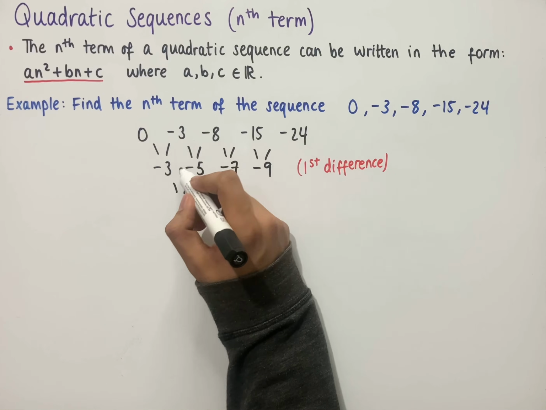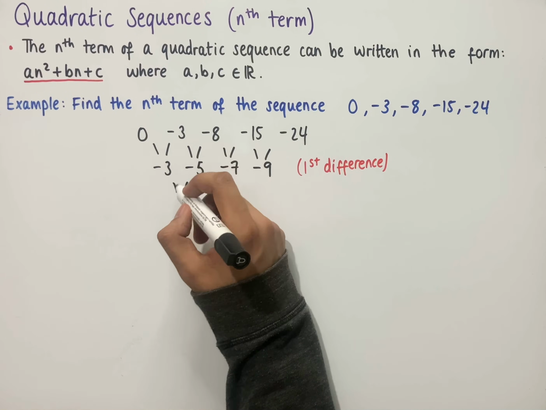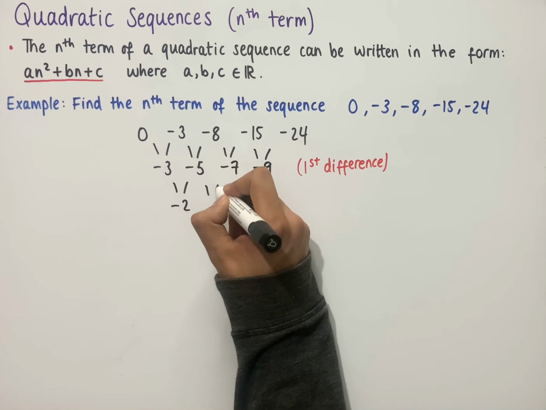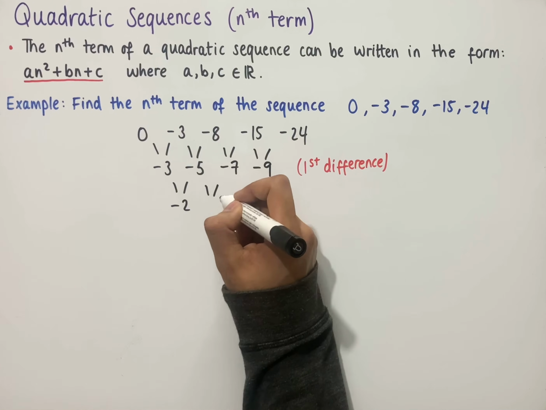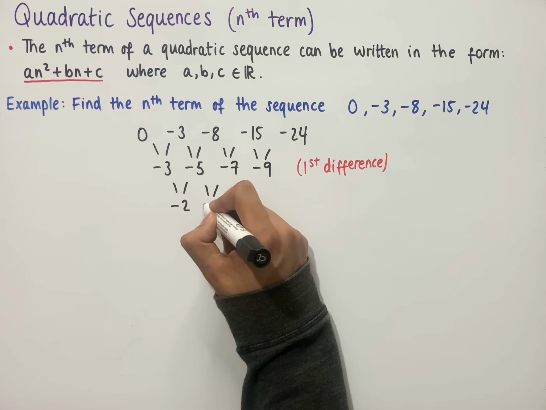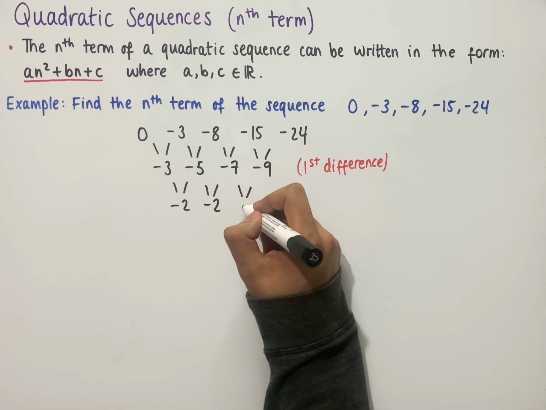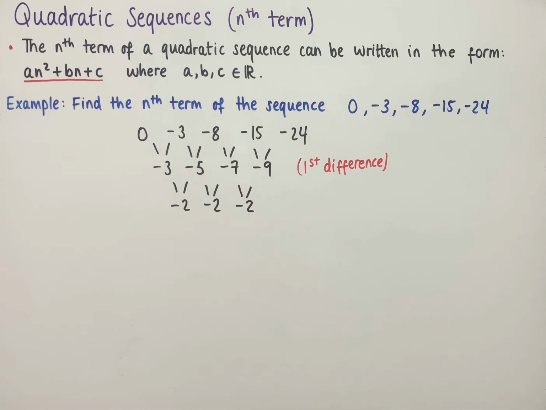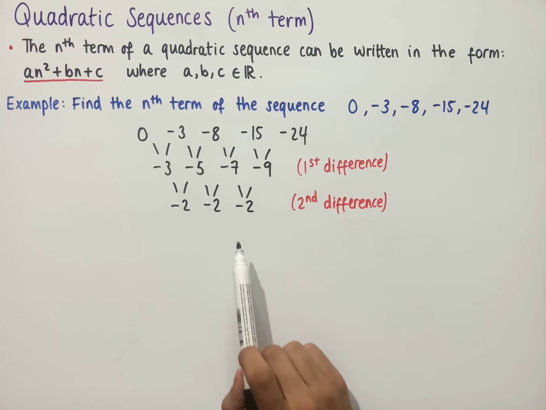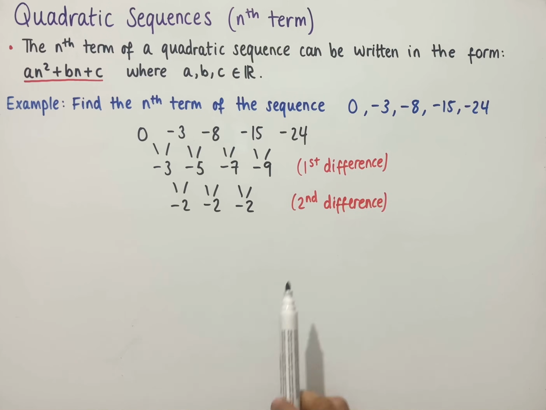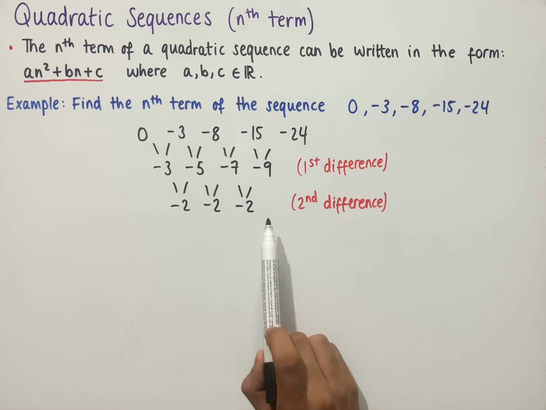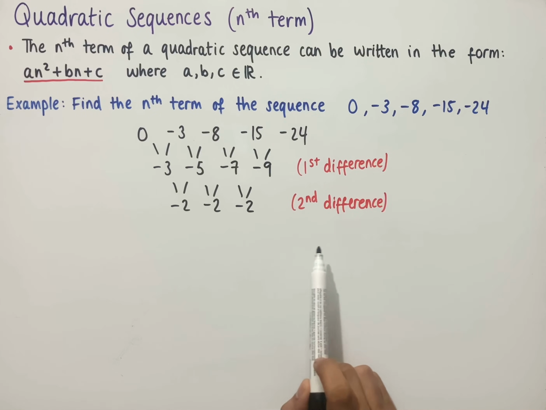So that's -5 minus -3, which is -5 plus 3, which is equal to -2, and then we have -7 minus -5, which is -7 plus 5, which is equal to -2, and then -9 minus -7, which is -9 plus 7, which is equal to -2. And so because the second difference is the same, we have a quadratic sequence. Just as a little extra, if the second difference was not the same, but the third difference was the same, then we would have a cubic sequence, and so on.